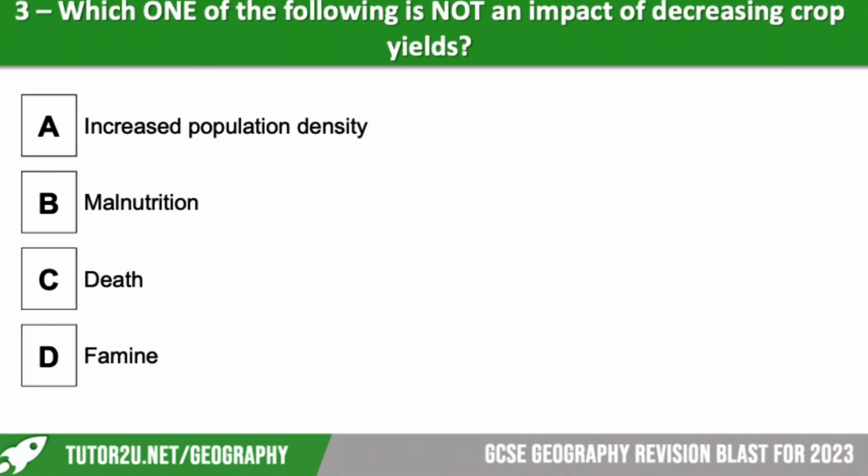Question three. Which one of the following is not an impact of decreasing crop yields? A, increasing population density, B, malnutrition, C, death, D, famine. Let's reveal. It is A, increased population density.